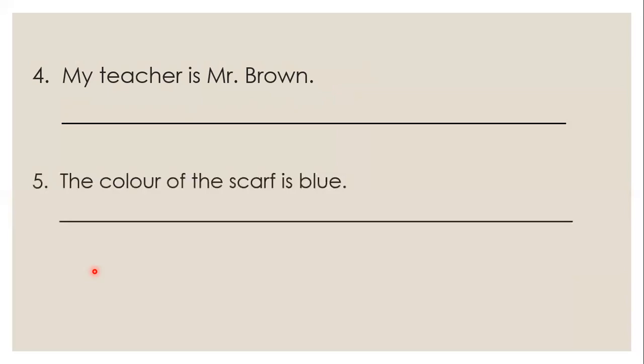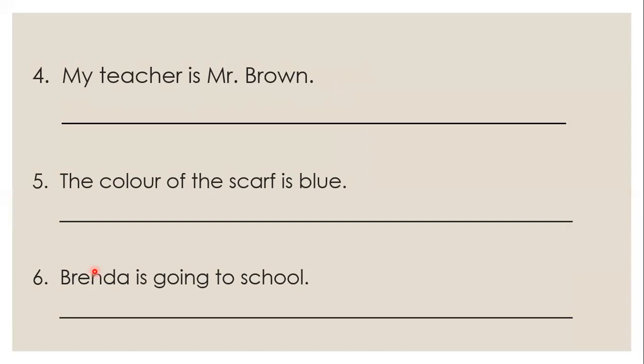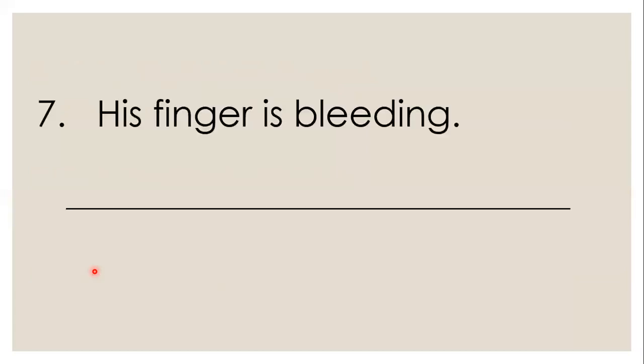Number 5, the color of the scarf is blue. You're going to write a question for that answer. Number 6, Brenda is going to school. Again, boys and girls, you're going to write a question for that answer. Number 7, his finger is bleeding. So you're going to write a question for that answer.